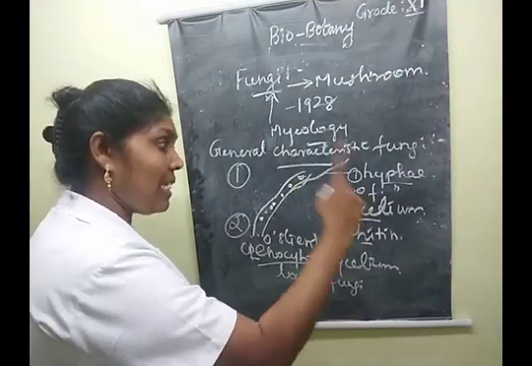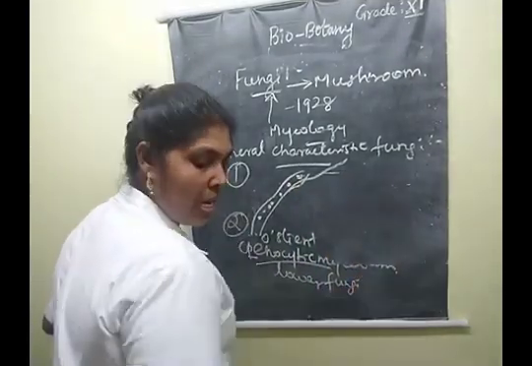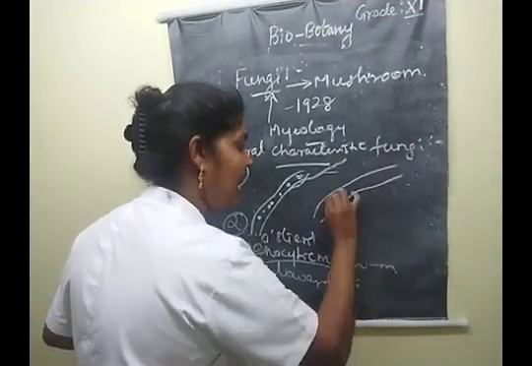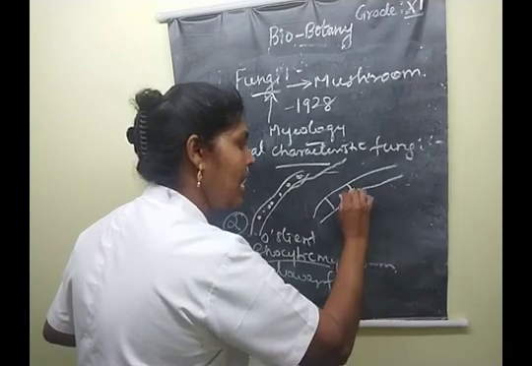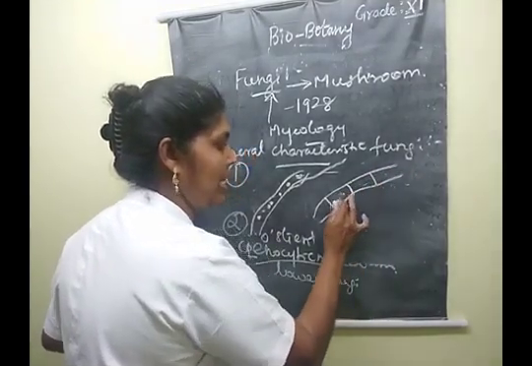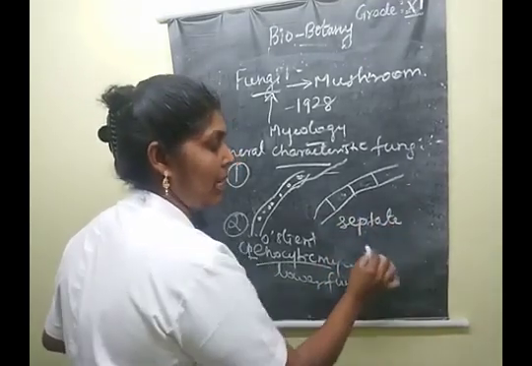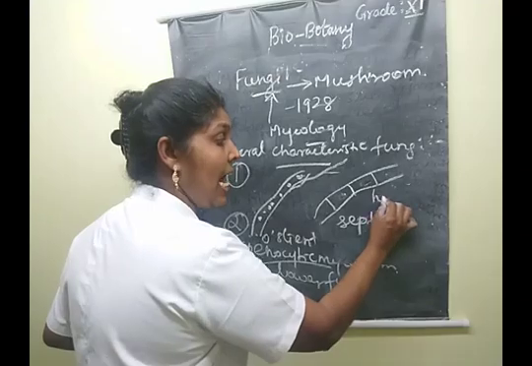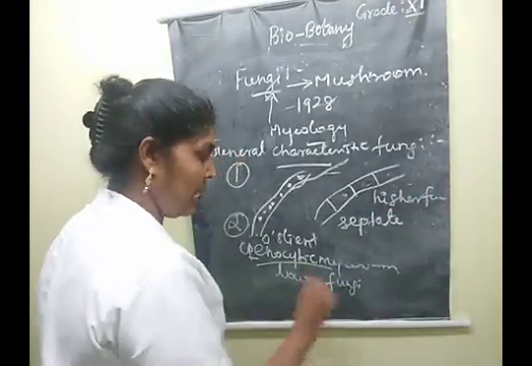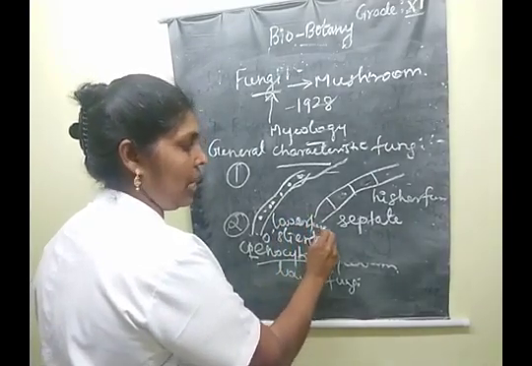Understood, children? What does septate mycelium mean? In septate mycelium, between the cells of the hyphae there is a septum, an O-like structure, children. That is what we call septate mycelium. This is present in higher fungal organisms. Higher fungi have this, while lower fungal organisms have the other.